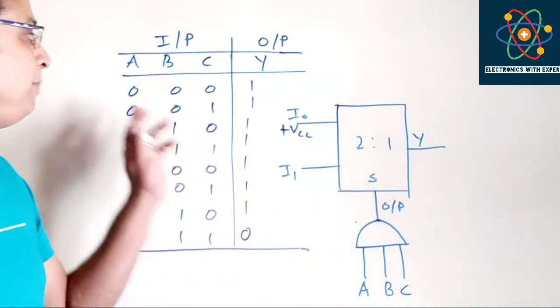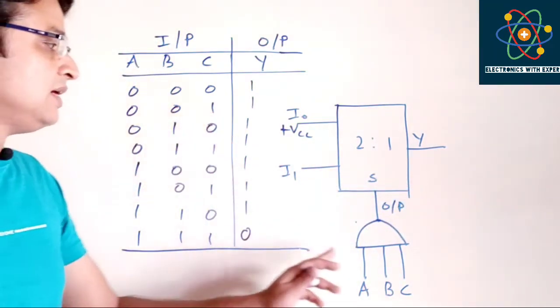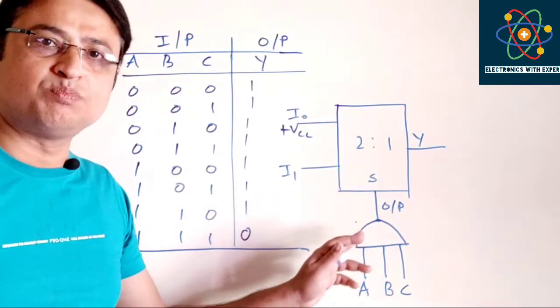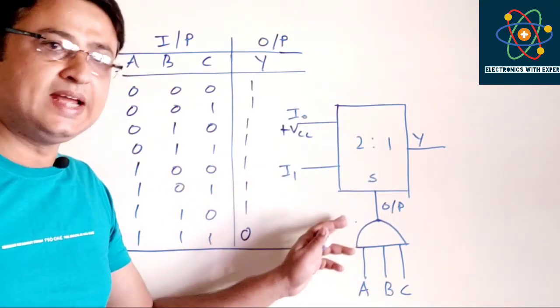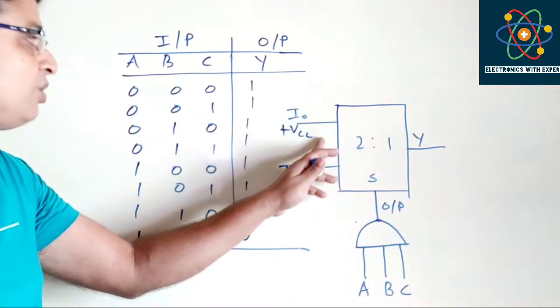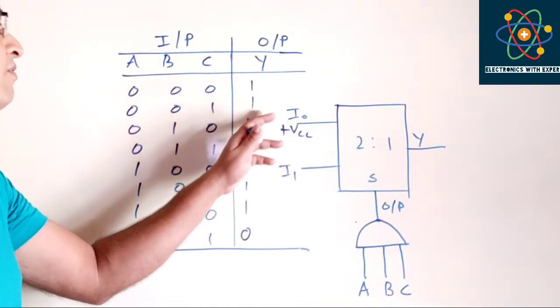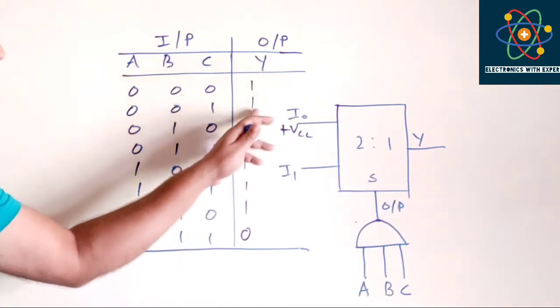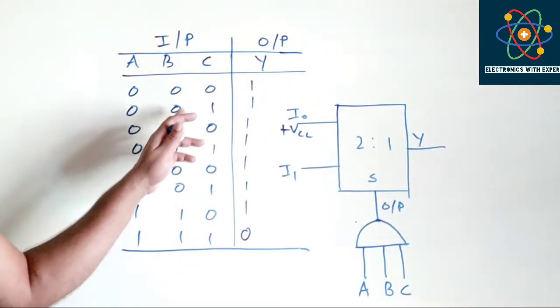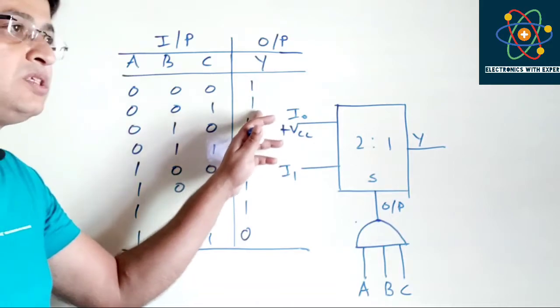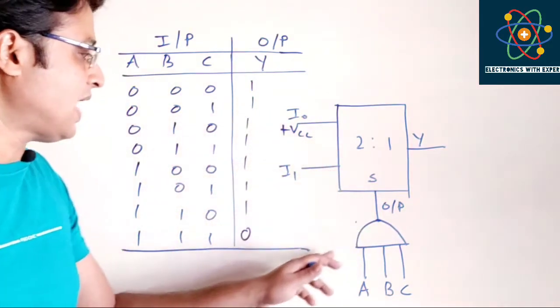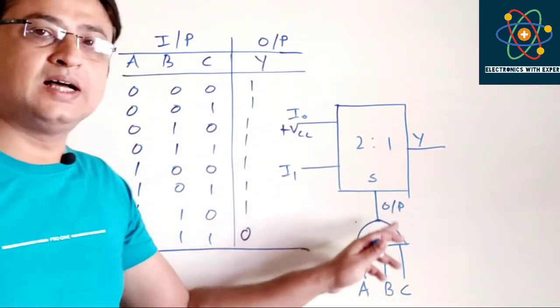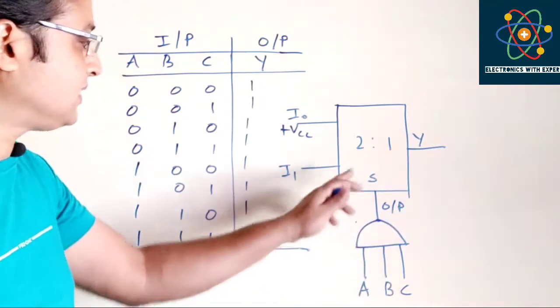Now for A, B, C equal to 0, 0, 1, again the AND gate output will be 0. That means again it will select the I0 input, and from the truth table of the 3-input NAND gate we can see that here also for A0, B0, C1, Y equals 1, and that means we have exactly connected the AND gate with the select line.